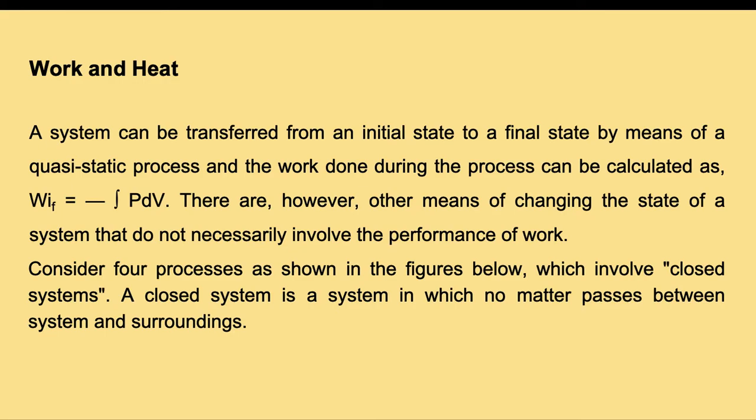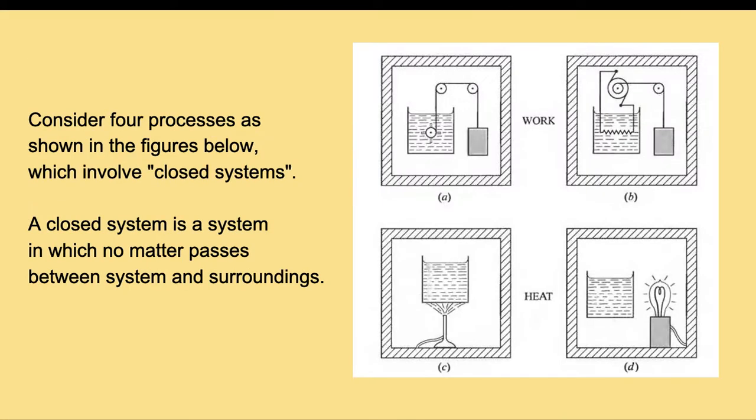Consider four processes as shown in the figure below, which involve closed systems. We have already described terms like closed system, open system, etc. A closed system means it is a system in which no matter passes between system and surroundings. So these are the four conditions, the four processes. All these are closed systems.